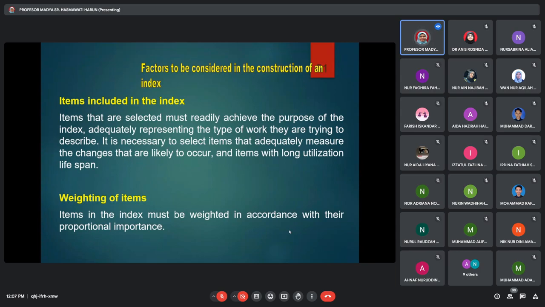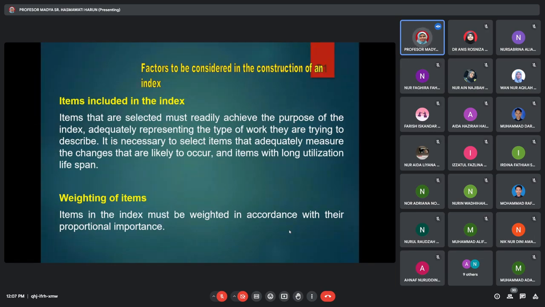Okay, untuk projek-projek sedemikian, we have to group them separately. Okay, alright. The weightage of items. Items in the index must be weighted according to their importance. What do you mean by that?